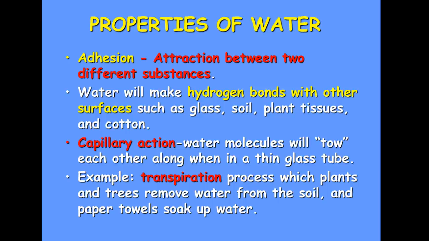I need you to write the example, which is called transpiration. And that's the process in which plants and trees remove water from the soil. And another example is in your home when you're using paper towels to soak up water. There are two different substances, and water is being towed through the paper towel, and that helps soak up the water. You don't have to write that. You can stop at soil. Okay, and that ends number 2, or the second property of water.